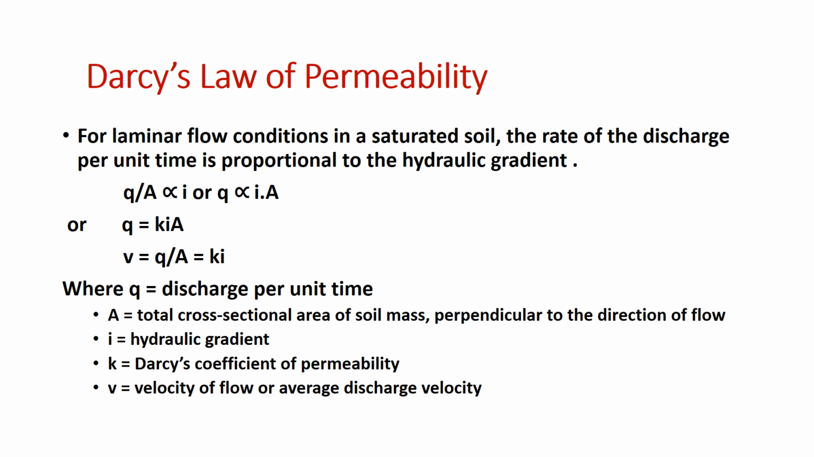Hydraulic gradient we have already discussed. So basically the question will come: q upon A is proportional to i, or q is proportional to iA, and q can be equated as kiA. In this case, q upon A we know is velocity, so velocity will become equal to ki. So this is basically the formula. This is called Darcy's law of permeability.